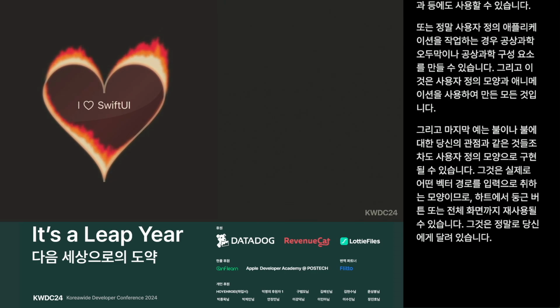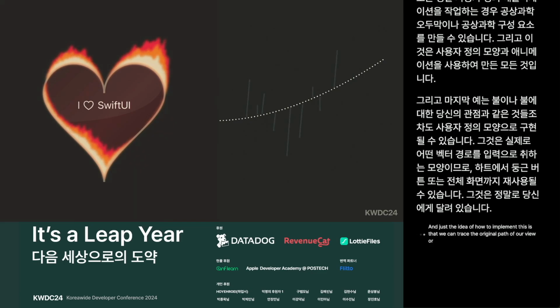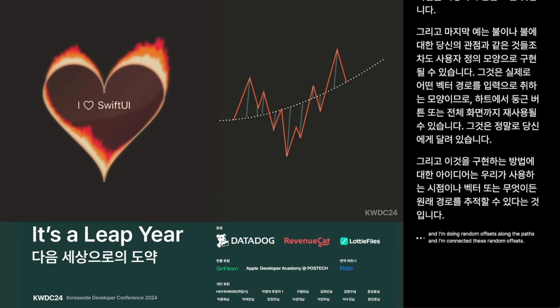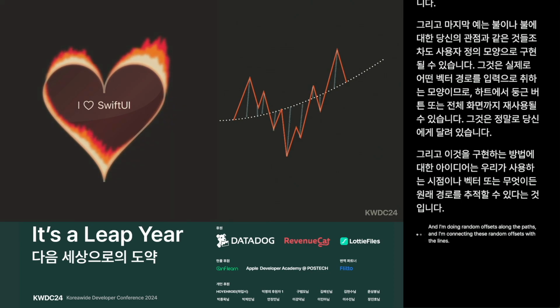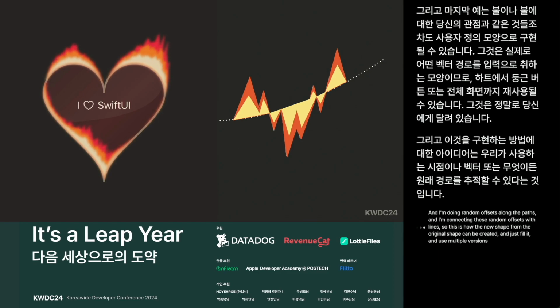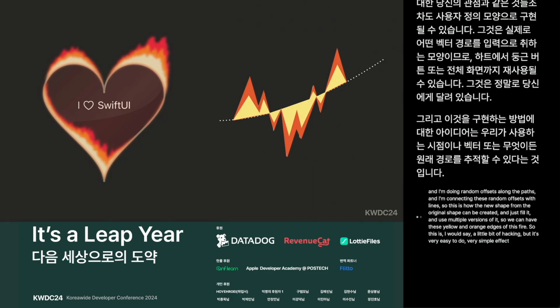And the idea of how to implement this is that we can trace the original path of our view or vector or whatever we are using. And I'm doing random offsets along the paths, and I'm connecting these random offsets with lines. So this is how a new shape from the original shape can be created, and we just fill it and use multiple versions of it so we can have these yellow and orange edges of this fire. So this is, I would say, a little bit of hacking, but it's a very easy, very simple effect that can be scaled within your applications.